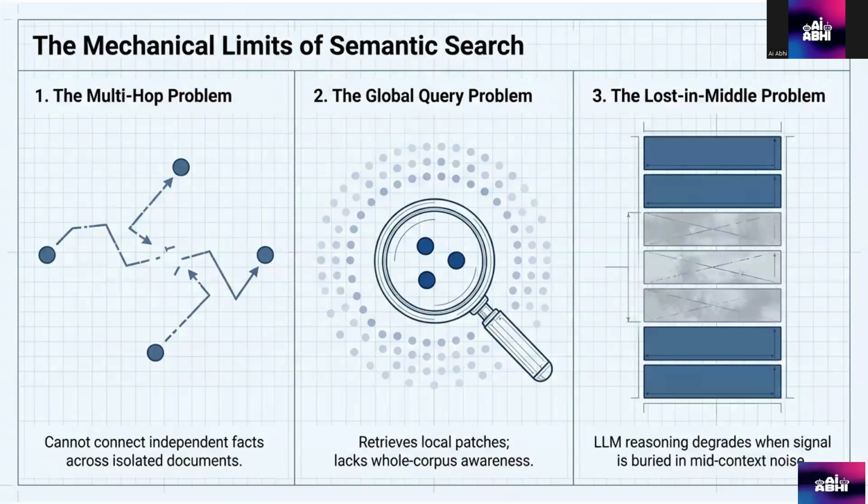You need something that understands the dataset as a whole, not just find local patches of similar text. The third failure is the lost-in-the-middle problem. When you retrieve multiple chunks and stuff them into a context window, the LLM consistently performs worse on the information buried in the middle of that context. This is well documented in research also. Vector RAG makes this worse. You might retrieve 10 chunks where only 2 are actually relevant, and the LLM has to wade through the noise to find the signal.